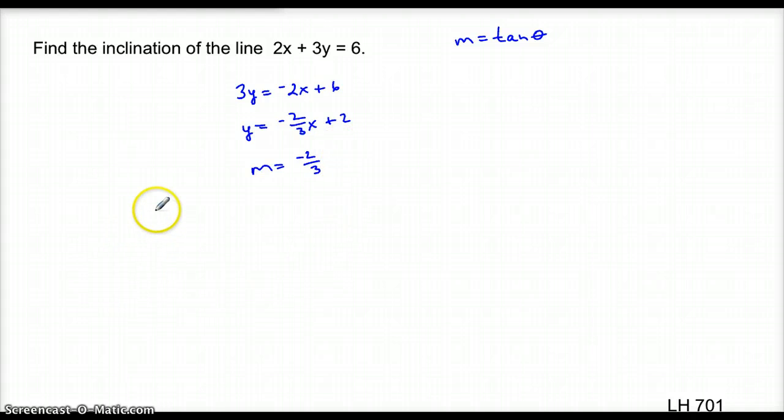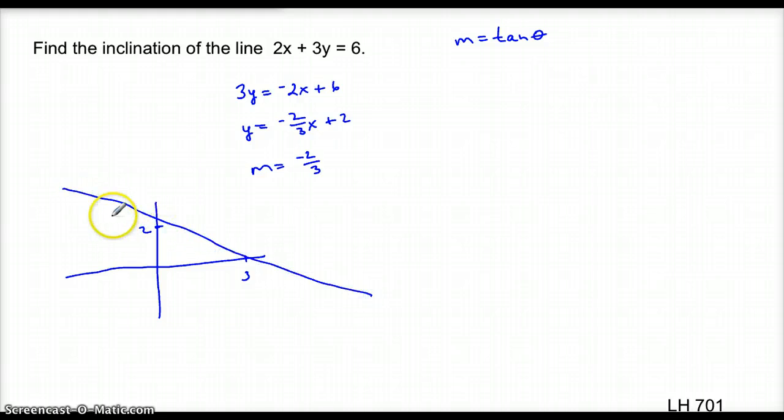And if we look at a graph of this, we have a y-intercept of 2, and we're going to come down. We're actually going to intercept the x-axis at 3, and our line comes something like this. Imagine that being straight. And this is our line, 2x plus 3y equals 6. And I'm just going to extend this x-axis out. This angle here is our angle of inclination from the x-axis to the line. It's an obtuse angle in this case.